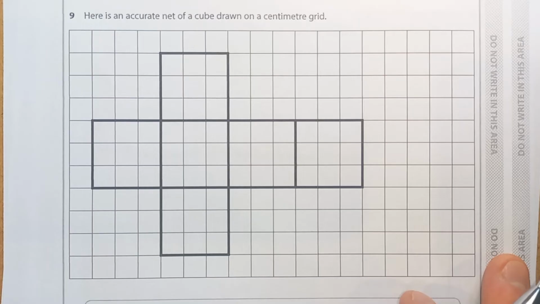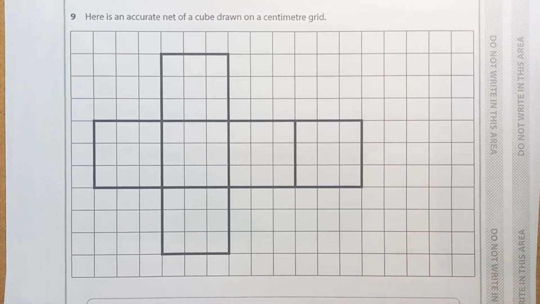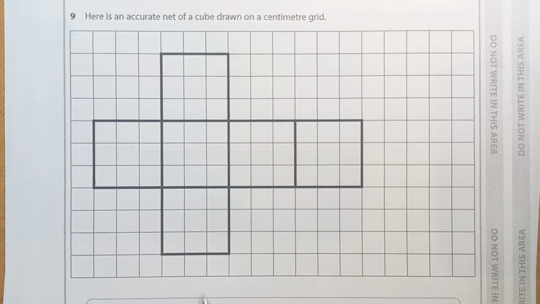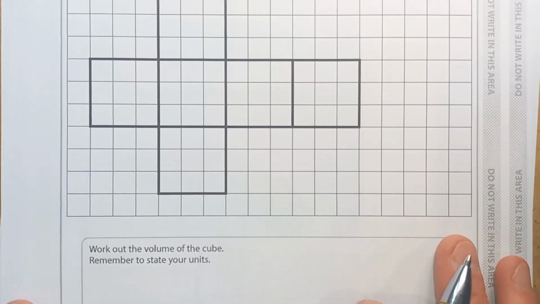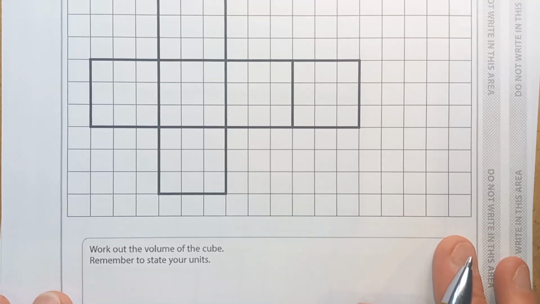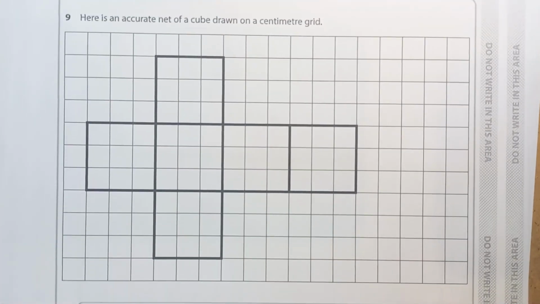Question 9. Here is an accurate net of a cube drawn on a centimetre grid. So we've got a cube and we've sort of unfolded it or flattened it out. Work out the volume of the cube. Remember to state your units.